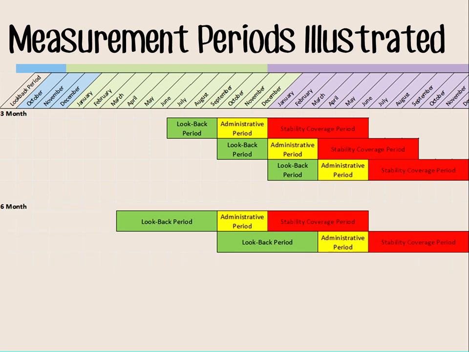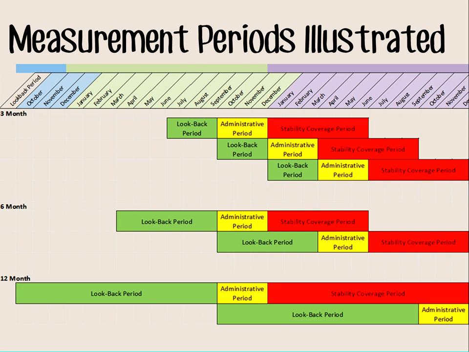If we take a look at an example of an employer who's elected a 6-month look-back measurement period, in this case we'll see that those hours are being measured over a 6-month period. They again have up to 90 days to administer who's eligible or not to get them covered, and the stability coverage period in this case matches that 6-month measurement period.